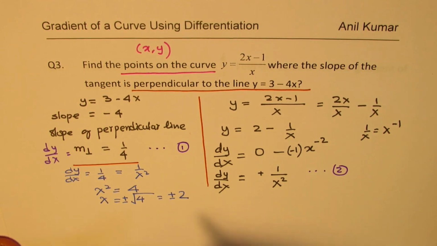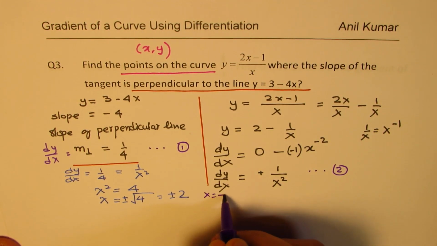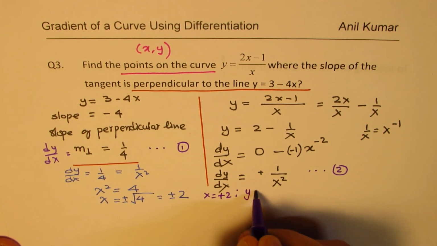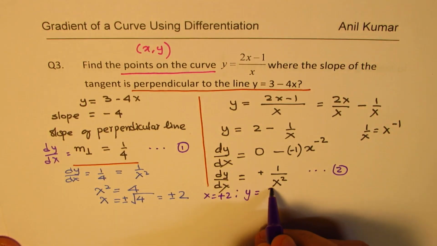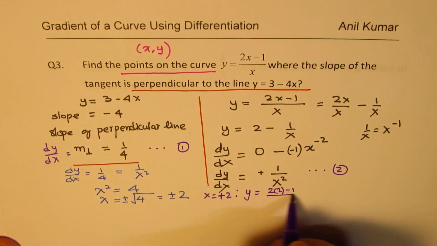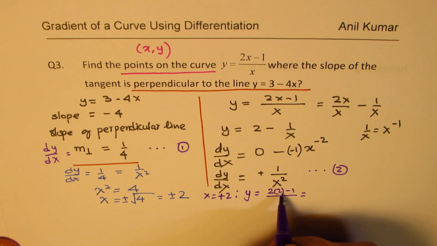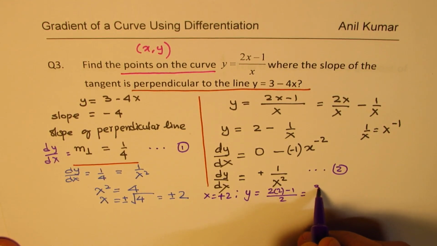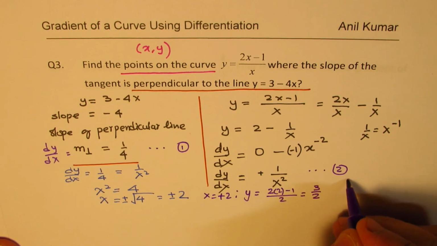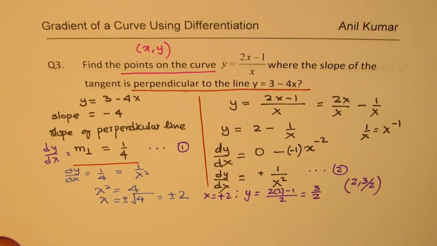Okay. So for x equals plus 2, we get y equals, we'll substitute here, 2 times 2 minus 1 over 2, which is 4 minus 1, right? 4 minus 1 is 3. We get 3 over 2. So that is 1 point, which we'll say as (2, 3/2). Correct? That is 1 point.